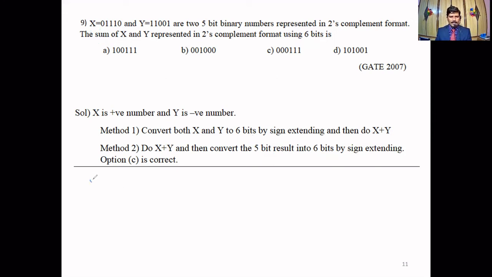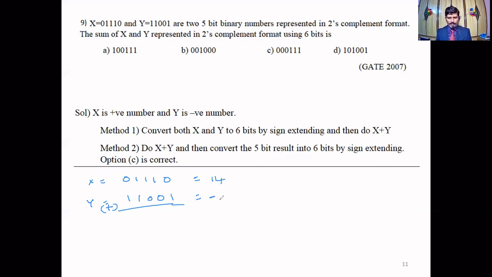So X is how much? 0 1 1 1 0, and Y is how much? 1 1 0 0 1, he has given. Just add it. Actually X is E, which is 14 equivalent. E means 14, right? So what is the decimal equivalent of Y? This is a negative number because the MSB is 1.